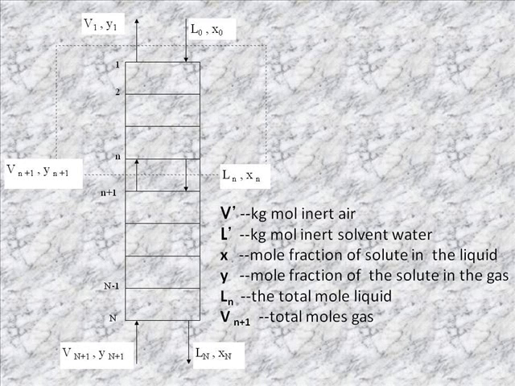Thus, the formula will be x sub naught over 1 minus x sub naught plus y sub n plus 1 over 1 minus y sub n plus 1 is equal to x sub n over 1 minus x sub n plus y sub 1 over 1 minus y sub 1.